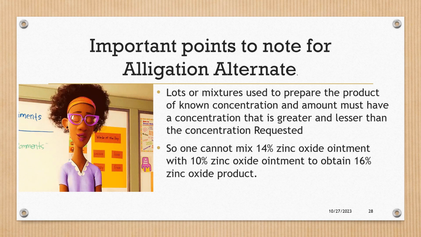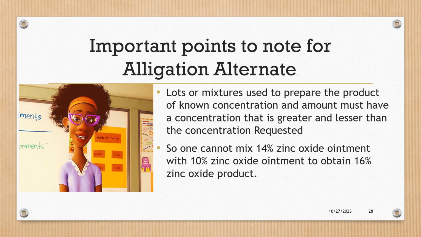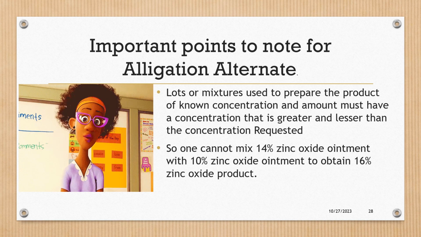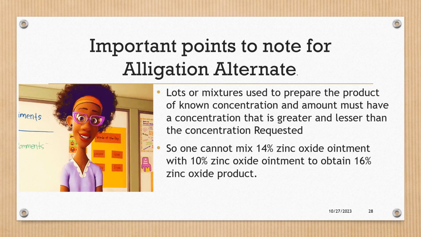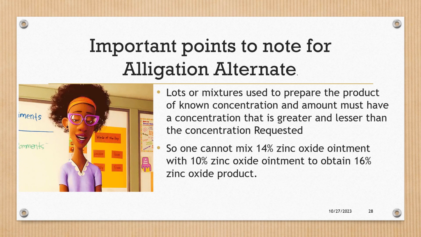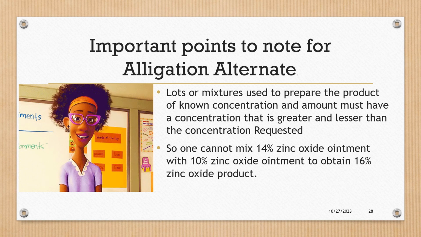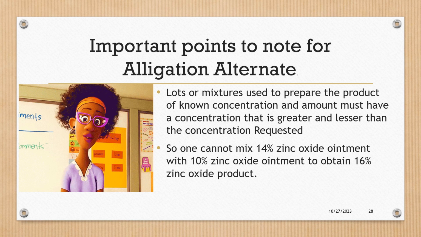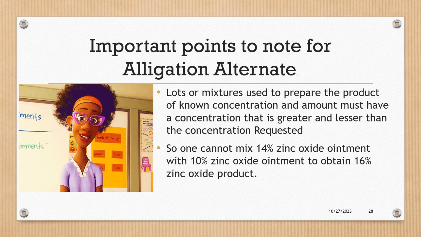Just to point out here that the stocks or the lots that are used to prepare the mixture of known concentration and amount must have concentrations that are greater and lesser than the requested concentration. What does that mean? If you want to make a product that has a concentration of 16%, you cannot combine 14% and 10% in any way to give you 16%.